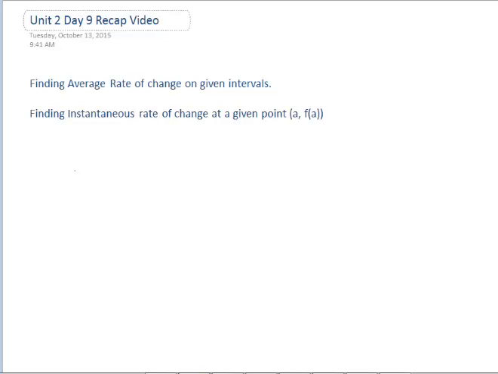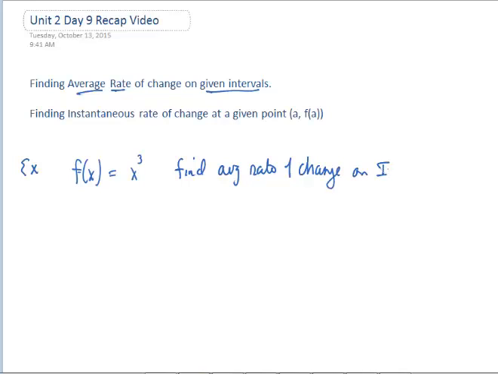So the first thing that we started off talking about was, if you were given a function, say f of x is equal to x cubed, we can find the average rate of change on any interval we choose. So let's say in this example, the function is x cubed and find the average rate of change on the interval from, let's say, 2 to 3.